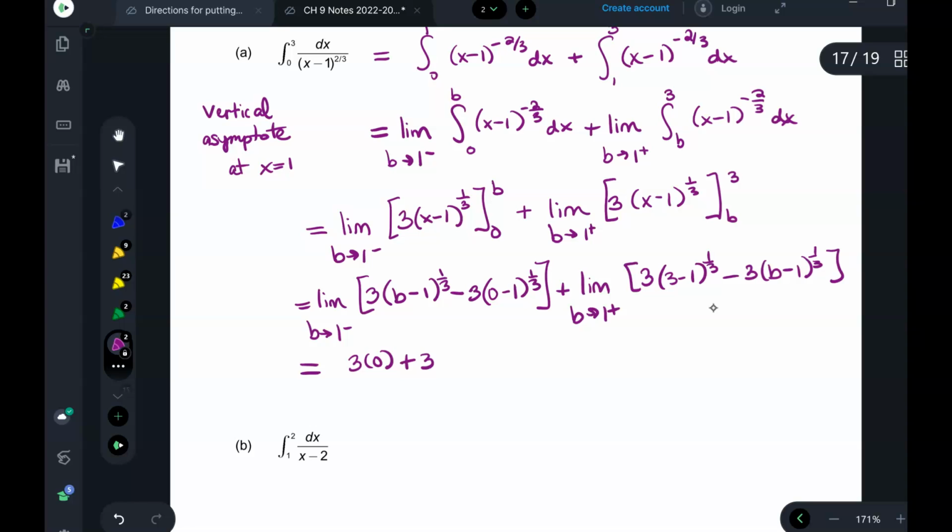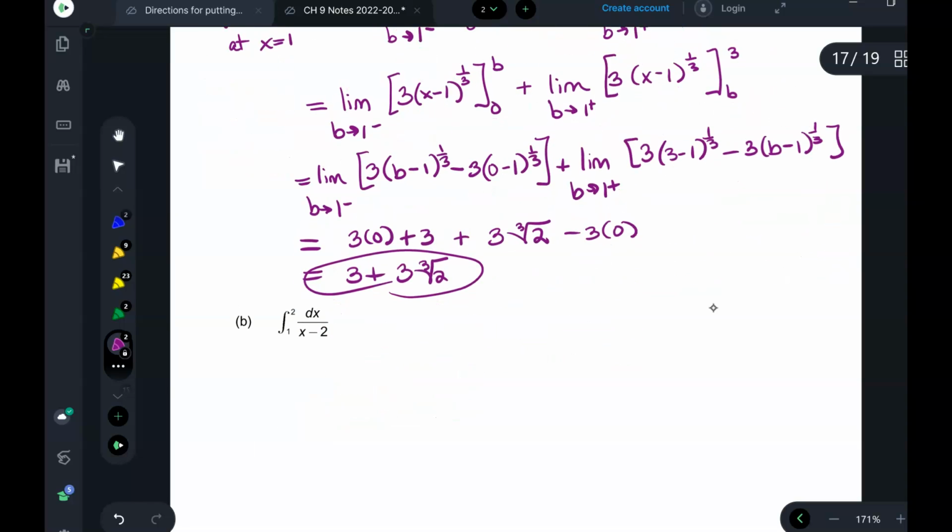And then let's look over here, plus 3 minus 1 is going to be 2, 2 to the 1/3. So it's basically 3 with a cube root of 2, minus, and then we look at the last part, it's going to be 0, right? And so our answer is 3 plus 3 cube root of 2. Okay, so therefore, by the way, that converges to that value.